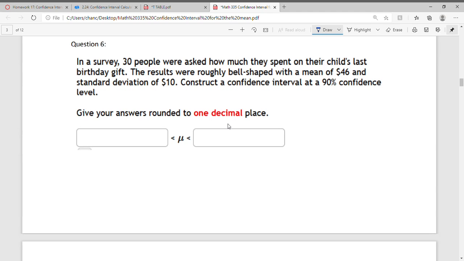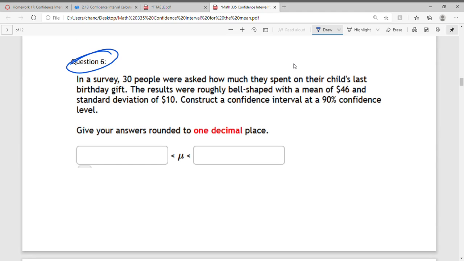Question 6. In a survey, 30 people were asked how much they spent on their child's last birthday gift. The results were roughly bell-shaped with a mean of $46 and a standard deviation of $10. Construct a confidence interval at a 90% confidence level. Give your answers rounded to one decimal place.